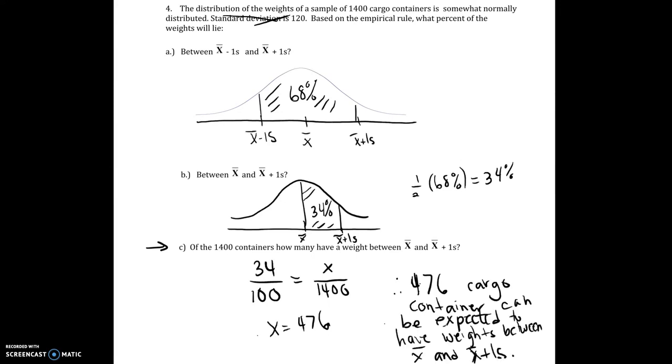Excellent. So that concludes our introduction to the empirical rule, and hopefully it does give you a sense about how our probabilities are calculated for things other than the standard normal distribution, but for any normal distribution, for any mean or standard deviation.